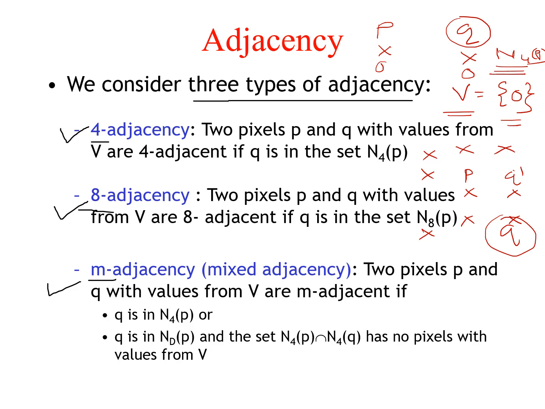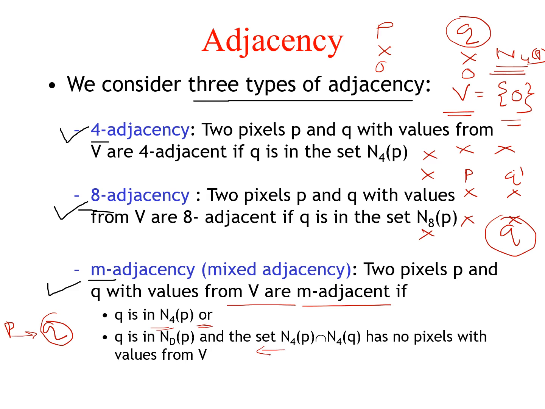The third adjacency is M adjacency, that is called mixed adjacency. Now, what we say here: two pixels P and Q with values from V are M adjacent if Q is in N4(P). So if Q is in N4(P) and satisfies V, then we can say it's M adjacent. Or, if this condition is not satisfied, if Q is not in N4(P), then only you are going to check the next condition.